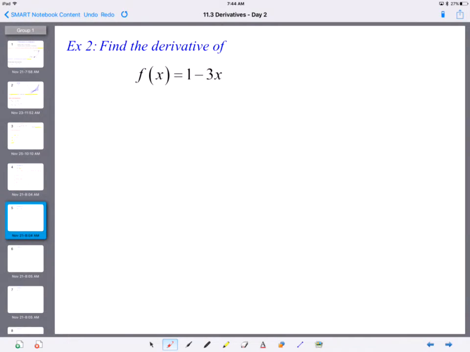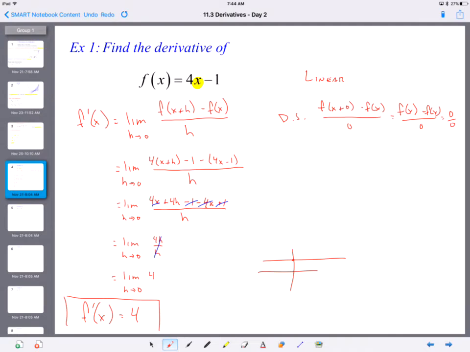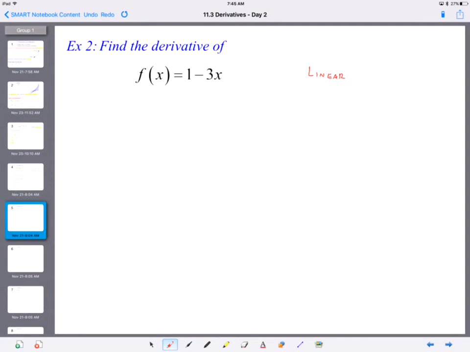So now take the second example, which is also linear, and pause the video and go ahead and try this one on your own. It's very similar to the one I just showed you. So take that example from example 1, go through that same process, and do example 2.